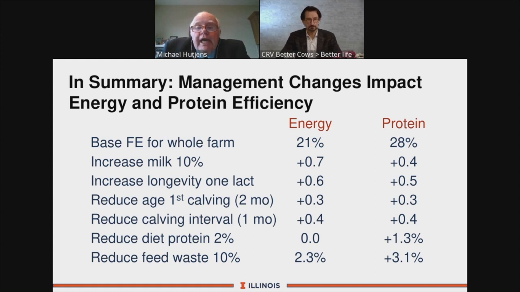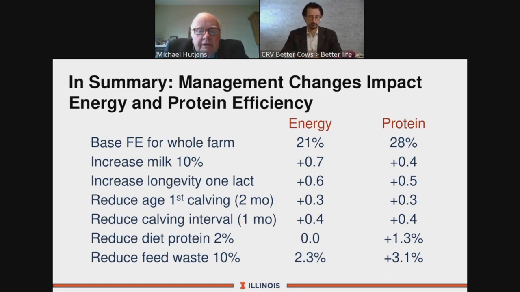In other words, we are capturing about 21% of the energy in the diet coming off as milk energy. Protein's about 28%. I think we'll get our energies up into that 30%. Our proteins can approach 35% on our unique diets done at Cornell University. So here are all the things on the farm that you can do to increase either one of those variables. Obviously, if I can increase milk yield by 10%, those numbers all go up.